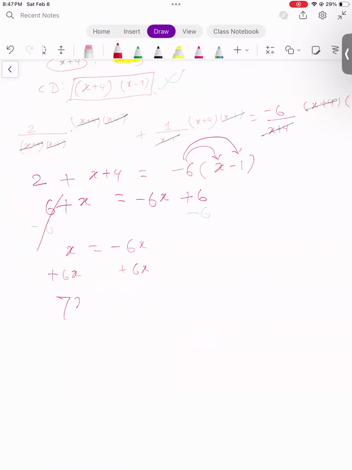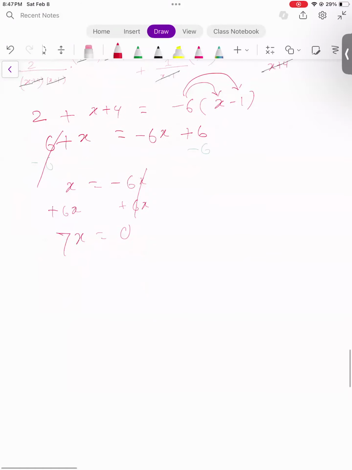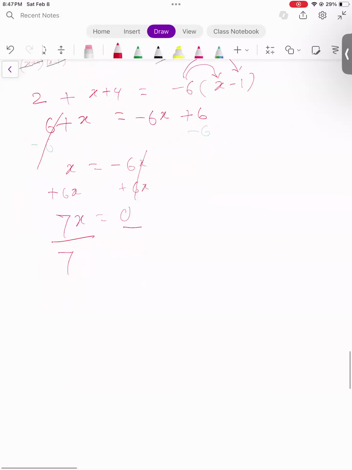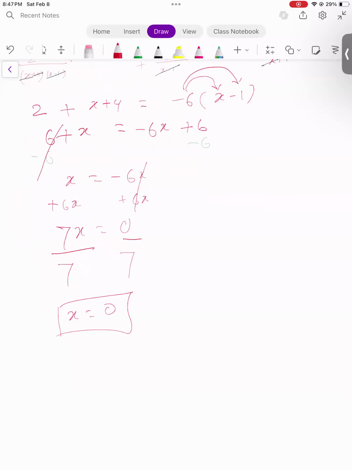This gives us 7x equals 0. We need to get rid of 7, so divide by 7: x equals 0. This is the solution for this rational equation. Okay, let me know if you have any question here.